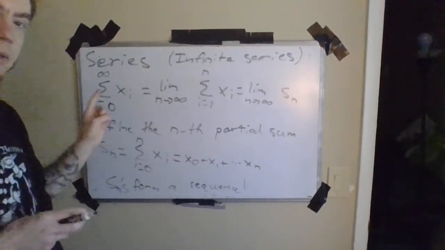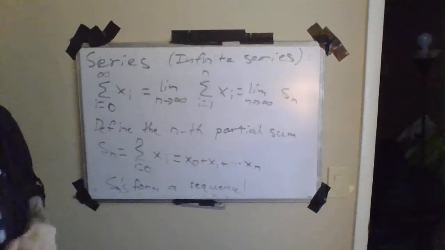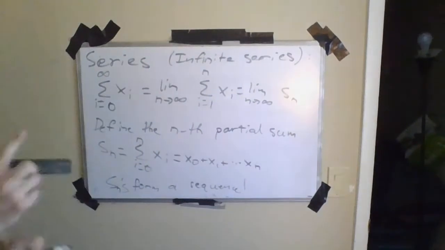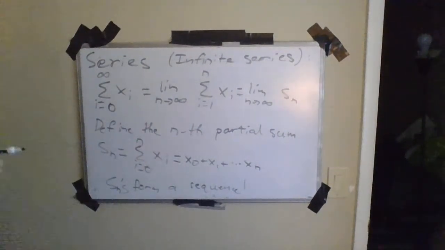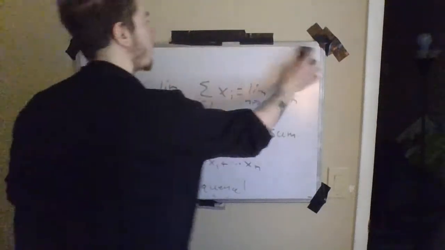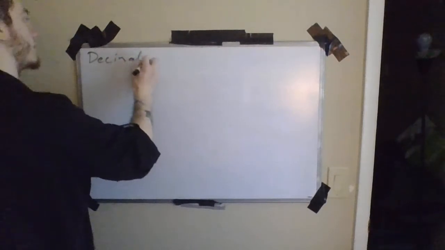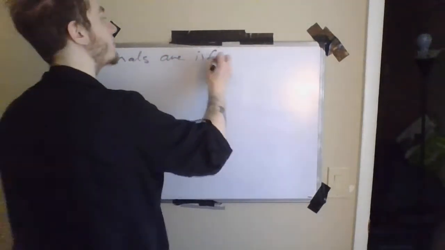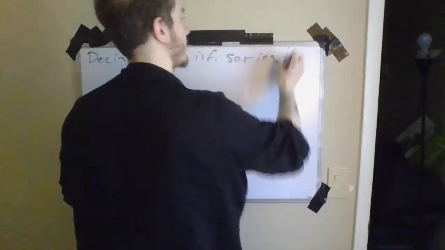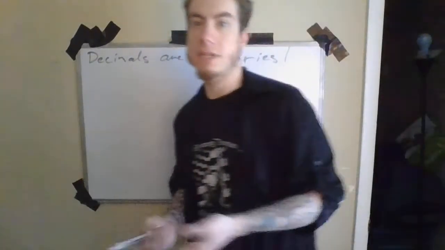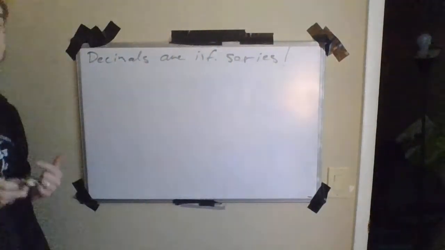Now, this is what an infinite series is. The truth is that you are familiar with infinite series. You've been working with them for many, many years. You just may not have realized it. An example of an infinite series is a decimal expansion. So decimals are infinite series. That's the way that they work. They are a way of expressing a number as an infinite series.